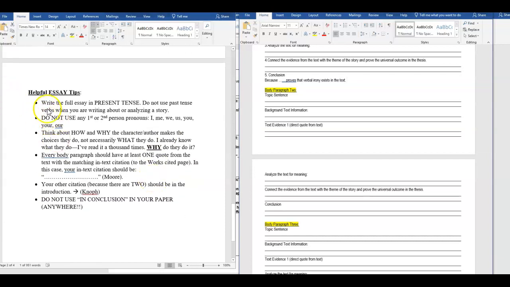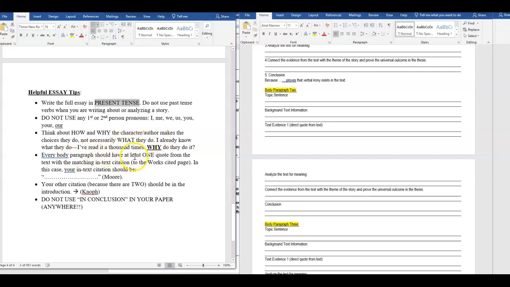Here are some more helpful tips. Write the full essay in present tense. Again, you're reading this today, so the character does the things today. So make sure you're using present tense. Do not use past tense verbs when you're writing about or analyzing a story. Do not use any first or second person pronouns. Think about how and why the author makes the choices they do, not necessarily what they do.